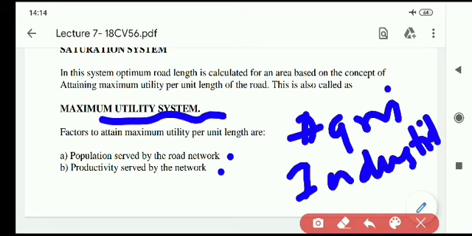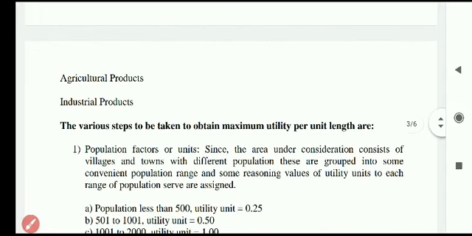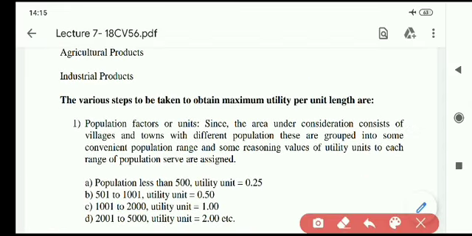Population is fixed. Under the production, one is agricultural, the other one is industrial. If we can fix the utility units for population and production, at last we can calculate the best system, that is called the saturation system. So let us focus on agricultural products and industrial products under production utilities.